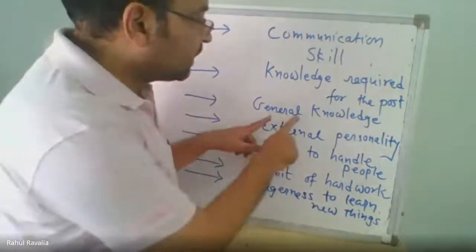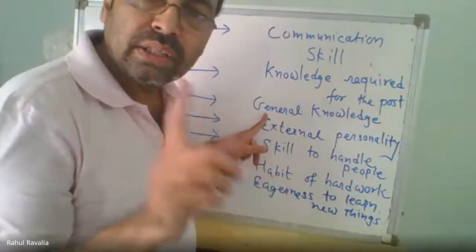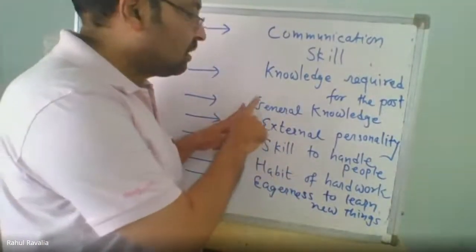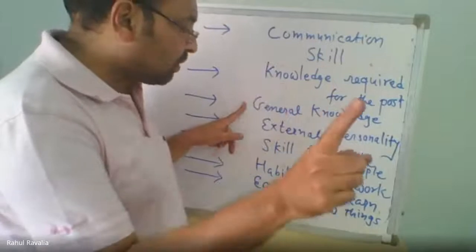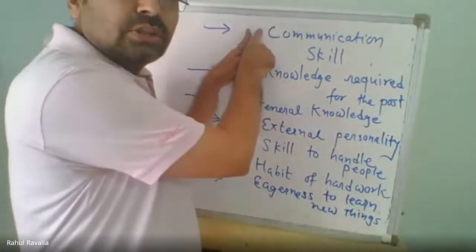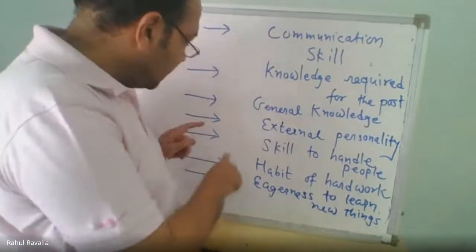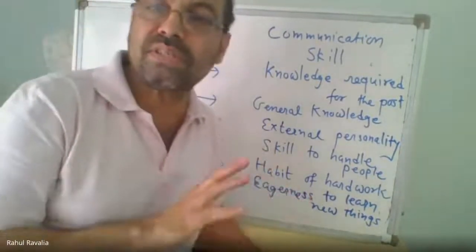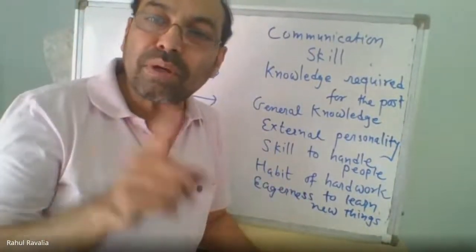If you think that general knowledge is the most important, then you have to tell me that, sir, general knowledge is number 1, and this should be number 2, this should be number 4, this should be number 5. So all the 7 items should be given preferences. So I will ask you the preferences.